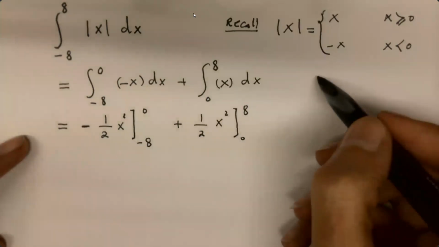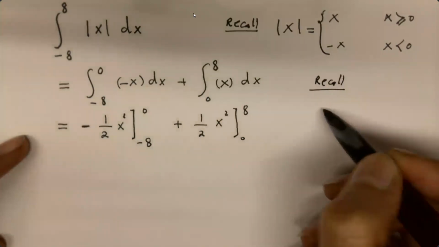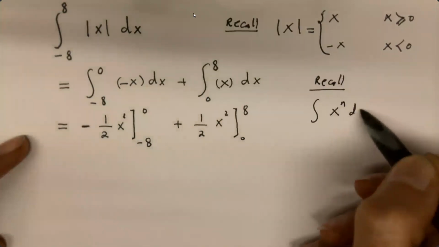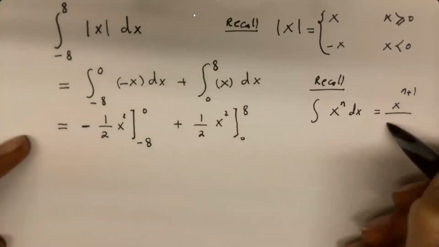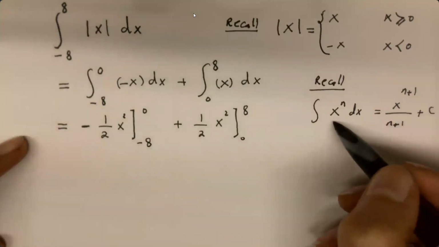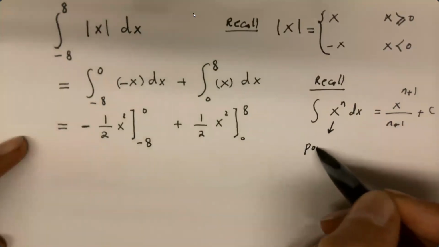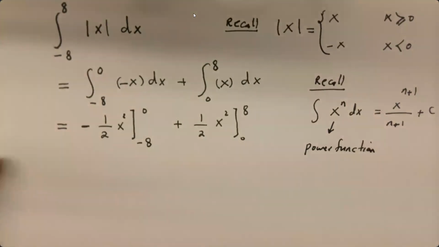So let us write down this recall here for you. The integral of x to the n dx is equal to x to the n plus 1 divided by n plus 1, plus constant of integration. So as long as you have a power function, this is how you take the integral.